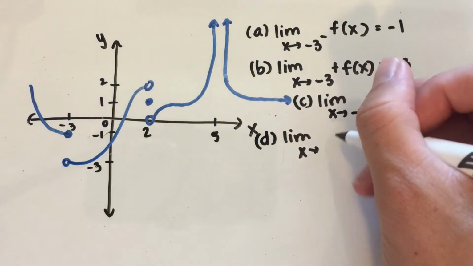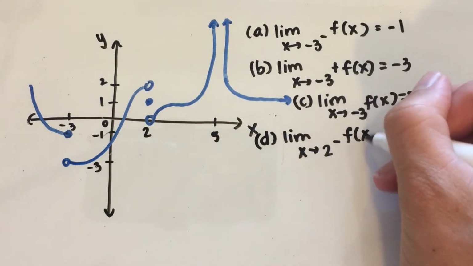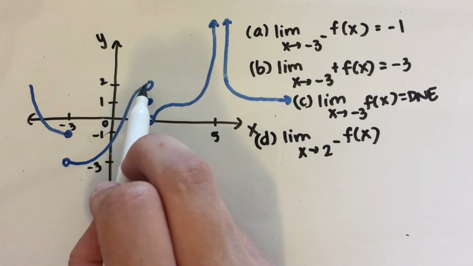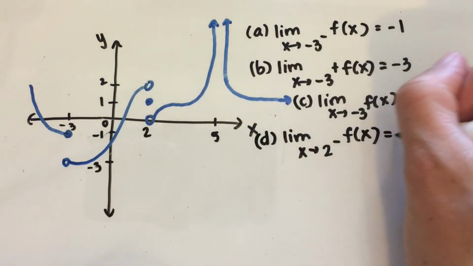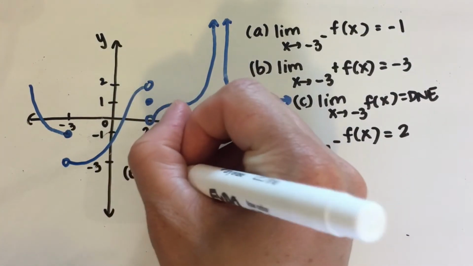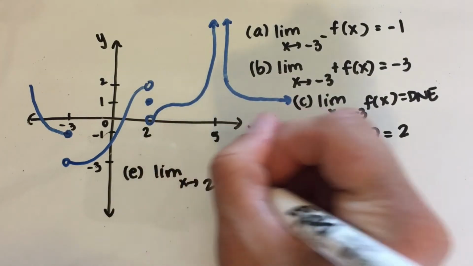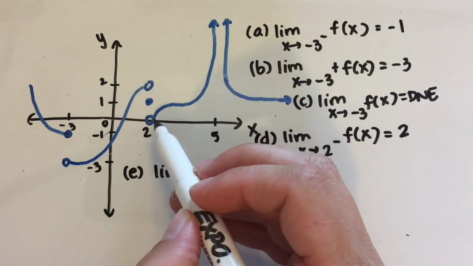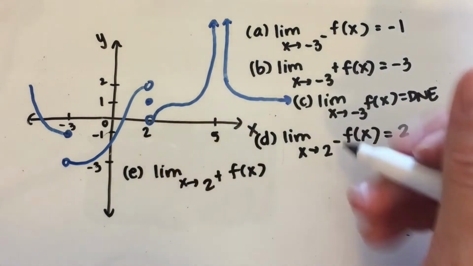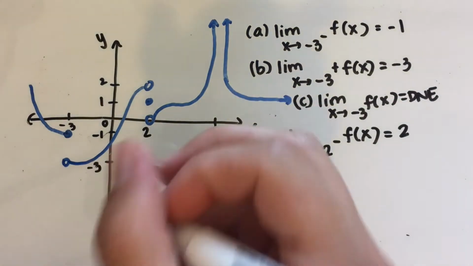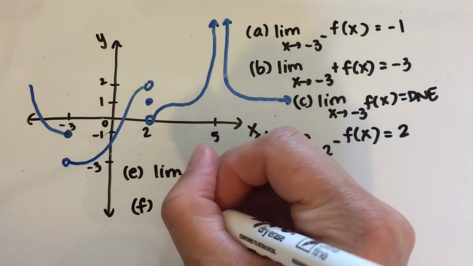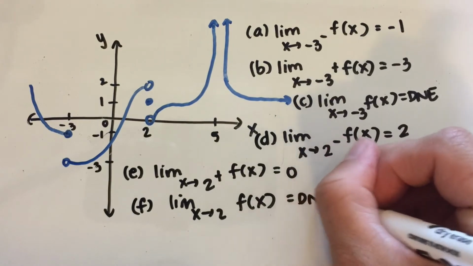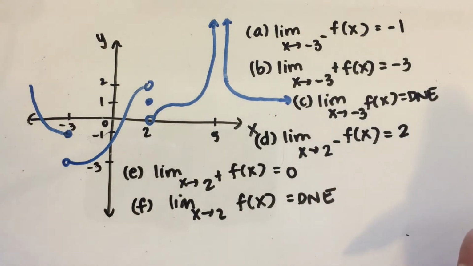Then we have the limit as x approaches 2 from the left of f of x. So here we're getting close to 2, and our y value gets close to 2. Then we have the limit as x approaches 2 from the right. So as x approaches 2 from the right, y gets close to 0. And the limit as x approaches 2 of f of x does not exist because the left and right hand limits do not equal each other.